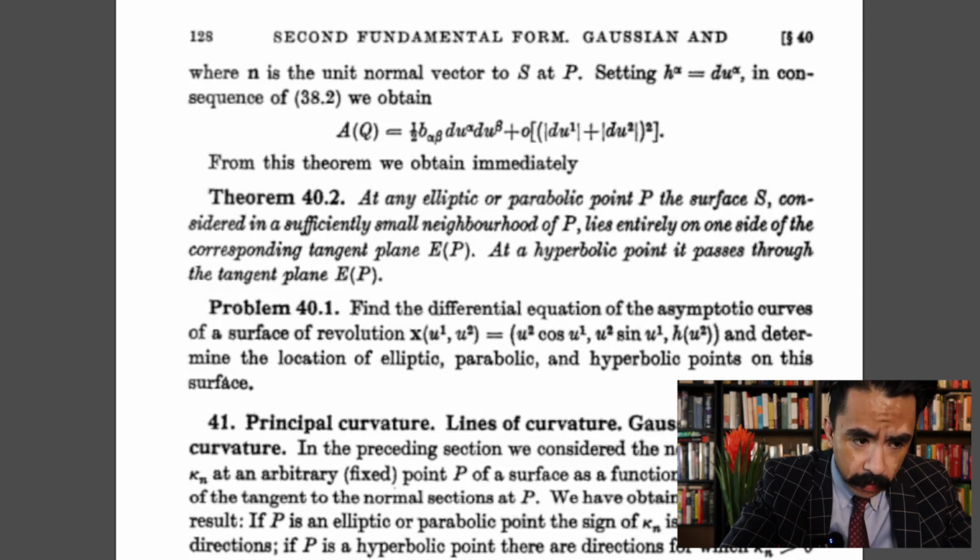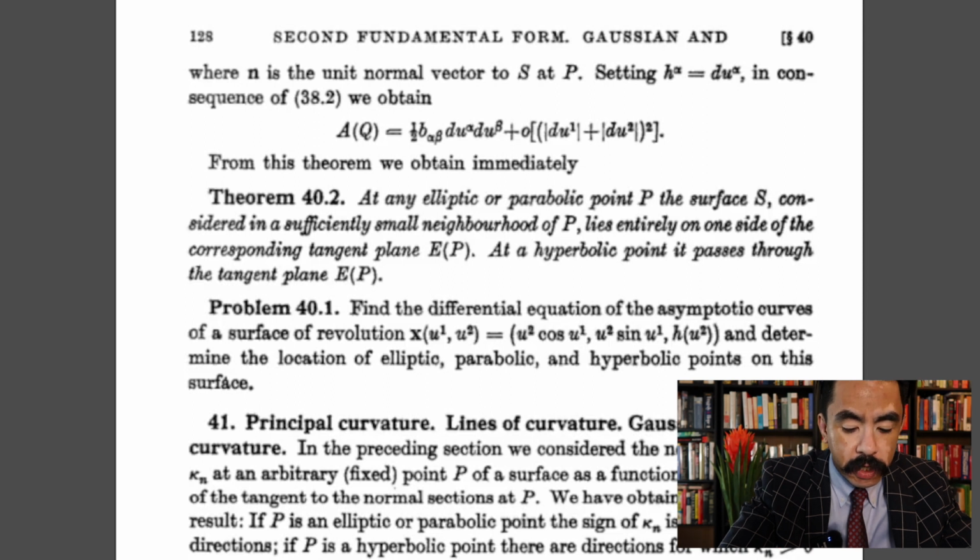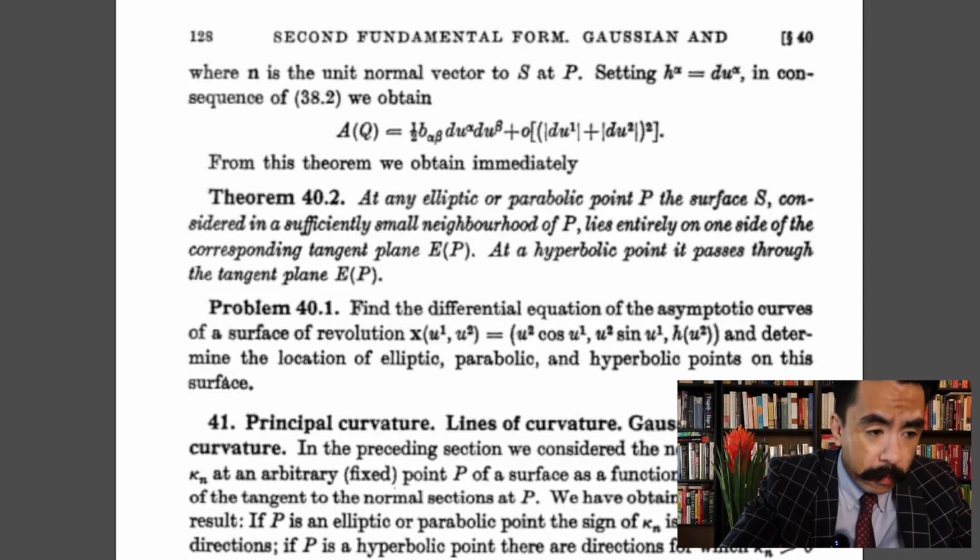Setting h^α to du^α, in consequence of the notation b_αβ equal to the scalar product of vectors x_αβ and n, we obtain that A(Q) is equal to 1/2 times b_αβ times du^α times du^β plus little o, or Landau symbol, of the quantity (|du1| + |du2|) squared.